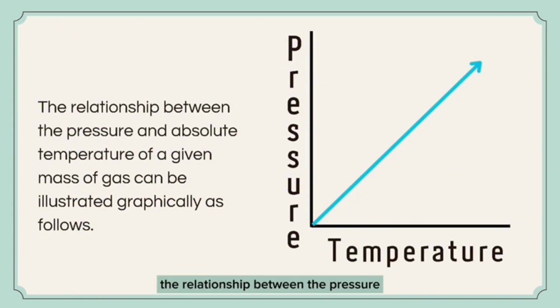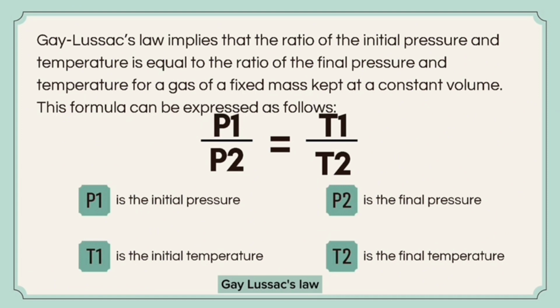The relationship between the pressure and absolute temperature of a given mass of gas can be illustrated graphically as follows. Gay-Lussac's law implies that the ratio of the initial pressure and temperature is equal to the ratio of the final pressure and temperature for a gas of fixed mass kept at a constant volume. This formula can be expressed as P1/T1 = P2/T2, where P1 is the initial pressure, T1 is the initial temperature, P2 is the final pressure, and T2 is the final temperature.